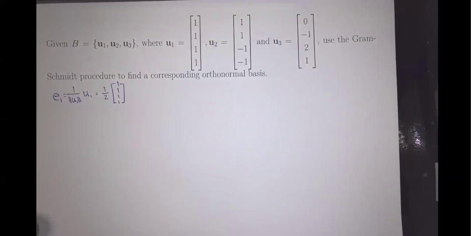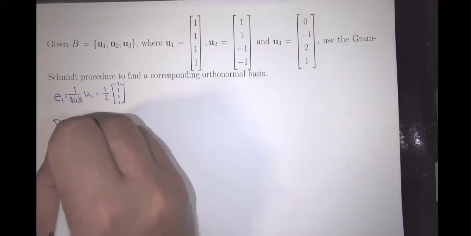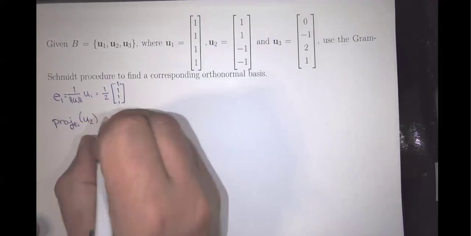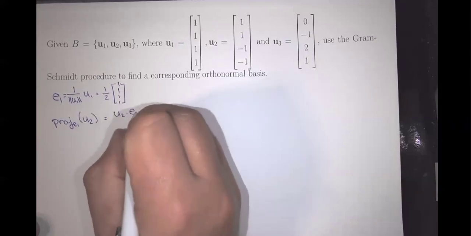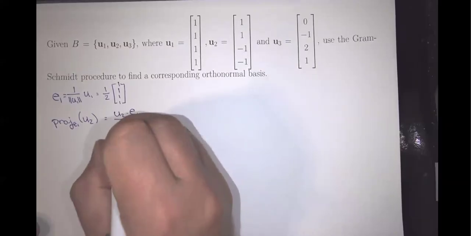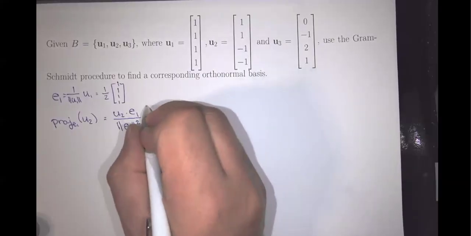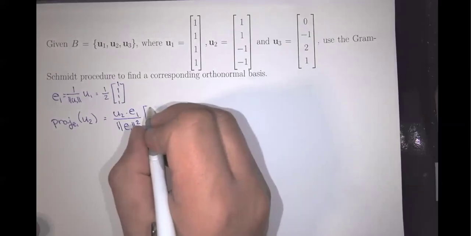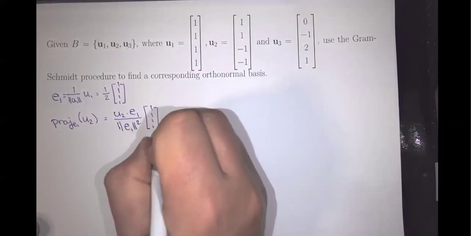Now we need to see the projection of U2 onto E1. Projection onto E1 of U2 is going to be U2 dot E1 over length of E1 squared times E1. Need to put a half in there somewhere.